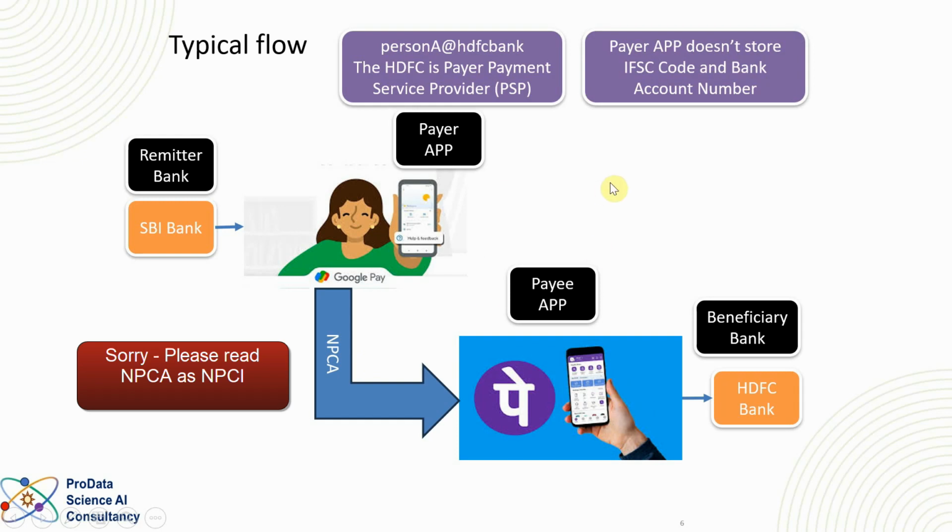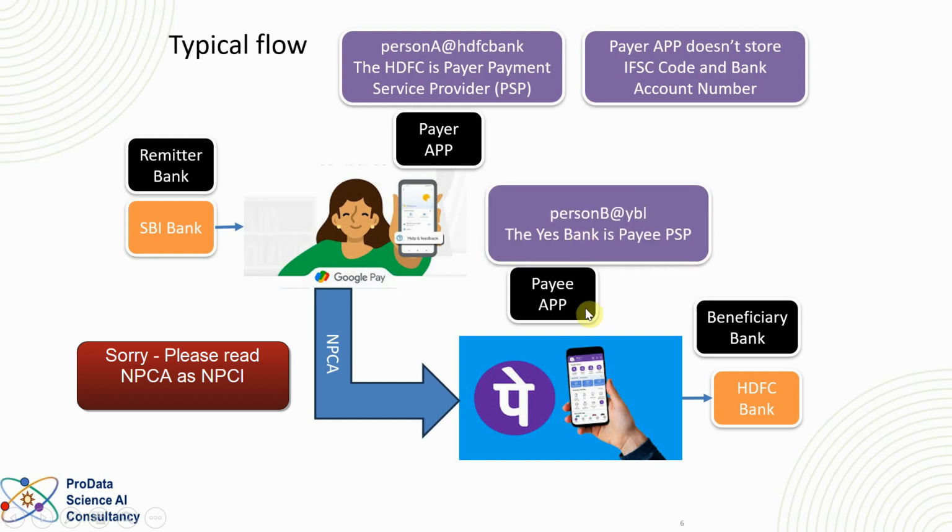And similarly, if let's say the Payee has a UPI ID like this, in this case Yes Bank is the Payee PSP. So Yes Bank will actually put the money into this. Yes Bank will actually confirm to NPCI that okay, this is the bank account where money needs to be deposited.